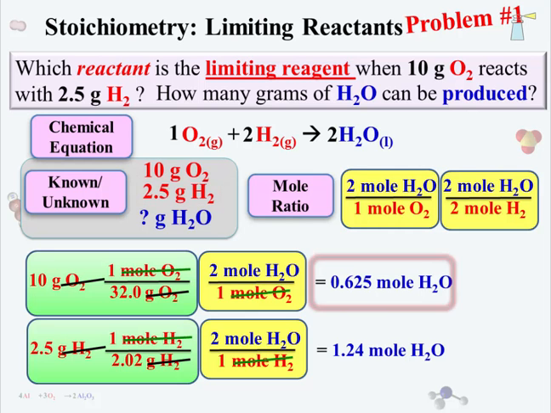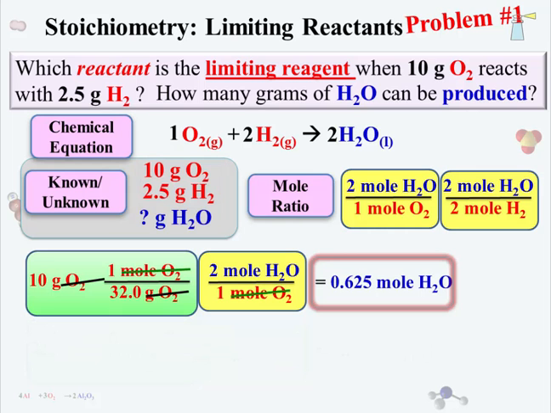The limiting reagent is the one that produces the smallest quantity of product. Even though there is 4 times as much oxygen as hydrogen, there is still an insufficient amount of oxygen to completely react with all of the hydrogen. At this point, there is no longer a need for the excess reactant.